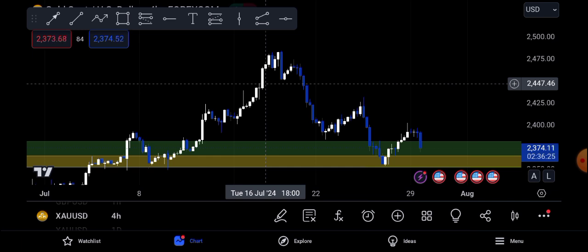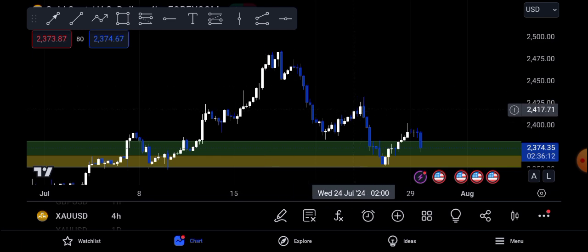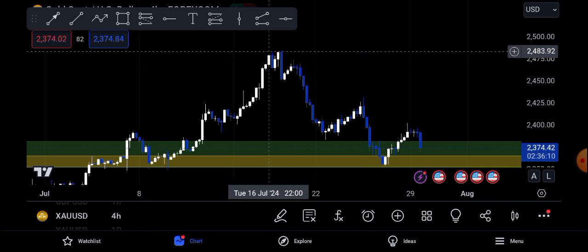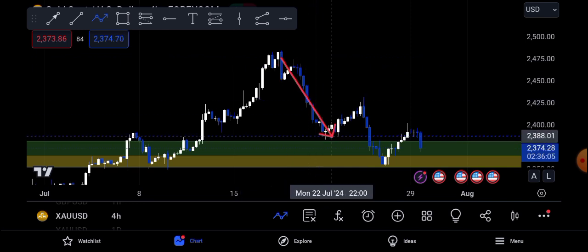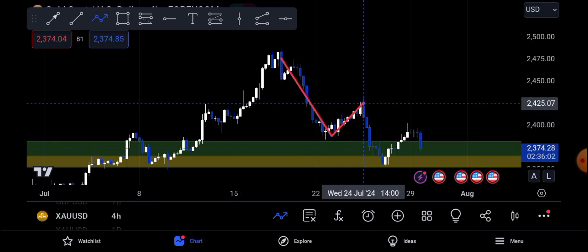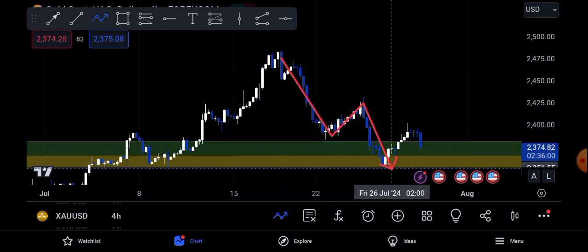Is price in the retracement phase or correction phase? That is what you next need to ask yourself whenever you are on a chart. What is price doing in the lower time frame? Now you can see this price is in a downtrend. You can see a lower low and a lower high here.